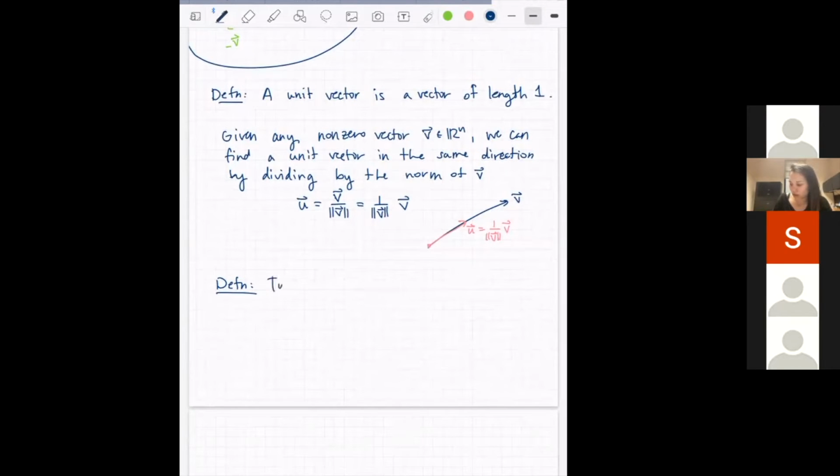So two vectors u and v in Rn are orthogonal, or you could say they're perpendicular, if u dot v is equal to 0.